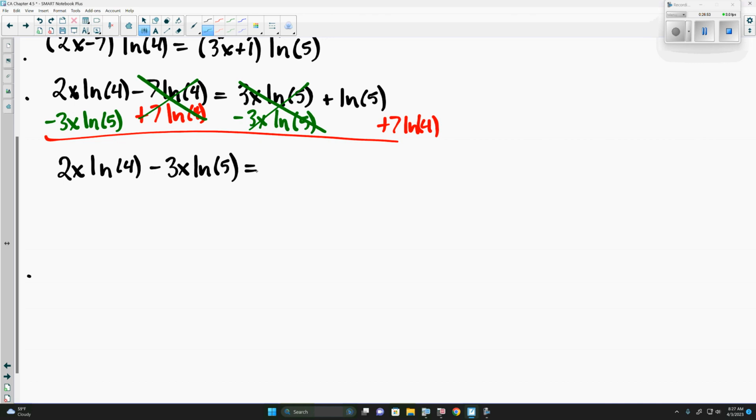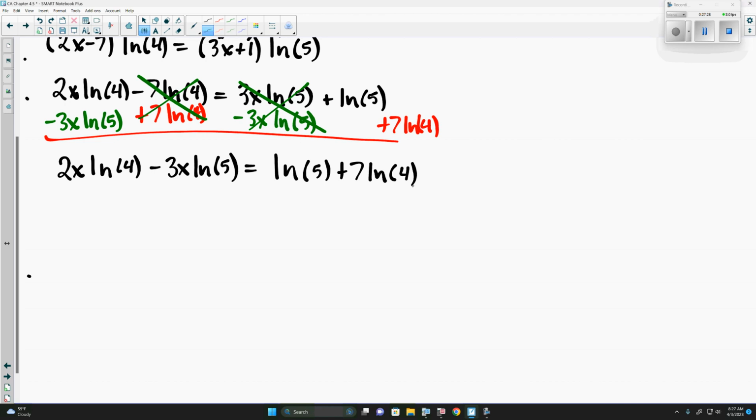Now at this point, it'd be very tempting to try to subtract those two. But unfortunately, the natural log of 4 and the natural log of 5 are not the same number. They're not the same thing. So we can't actually add or subtract these. Now, if it had been natural log of 4 and natural log of 4, yes, we can subtract those. Those are the same value. But here, we can't combine those. The same thing is true on the other side. ln of 5 plus 7 ln of 4. Again, those are not the same value, so we can't add them.